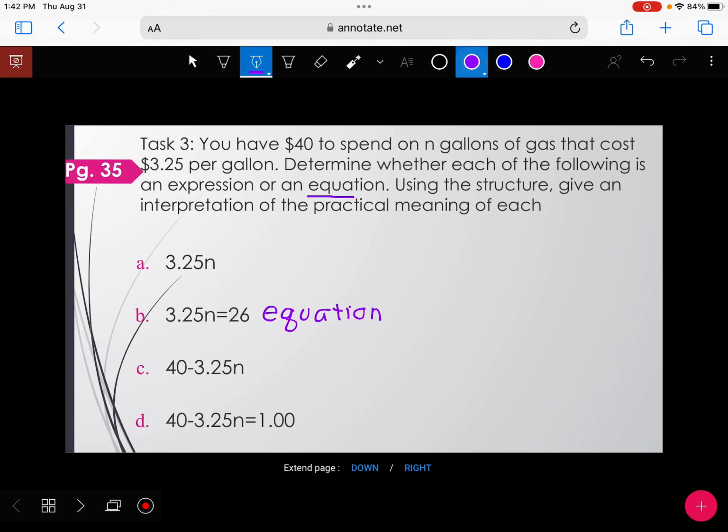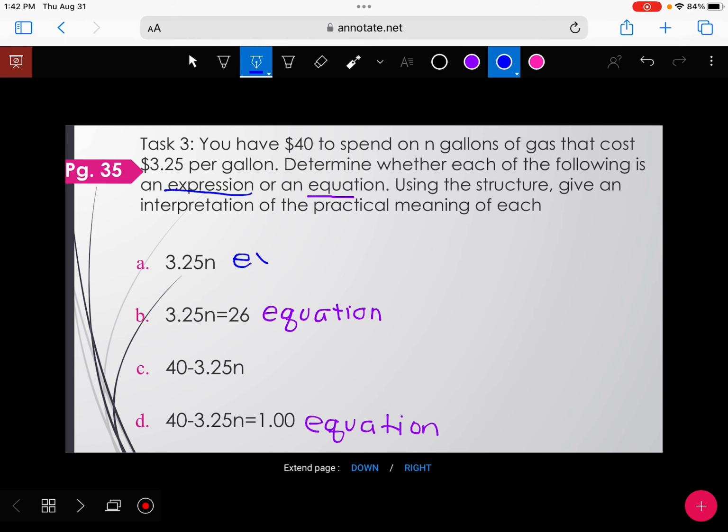So the equation has an equal sign. So B and D are both equations. That's an A. There we go. So if B and D are equations, what are A and C? Expressions. Process of elimination. It said it was an expression or an equation.